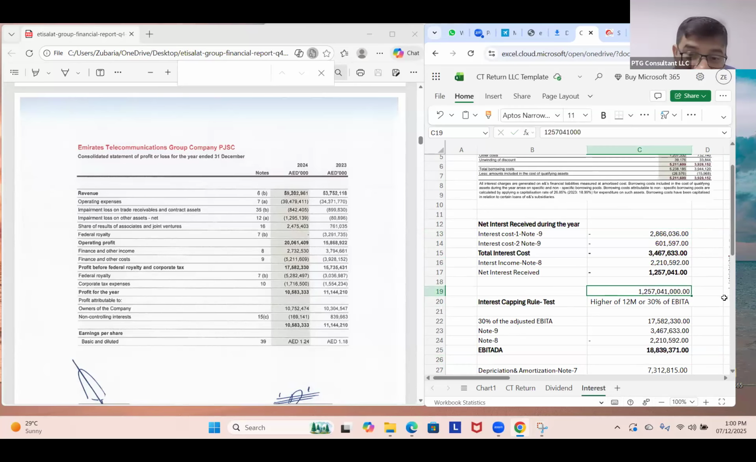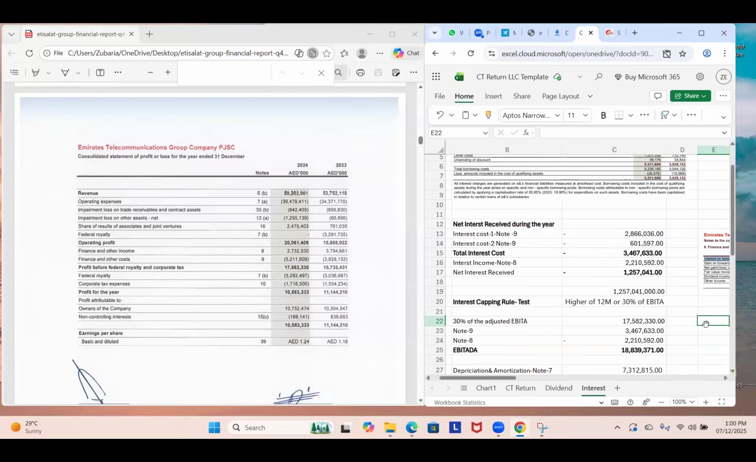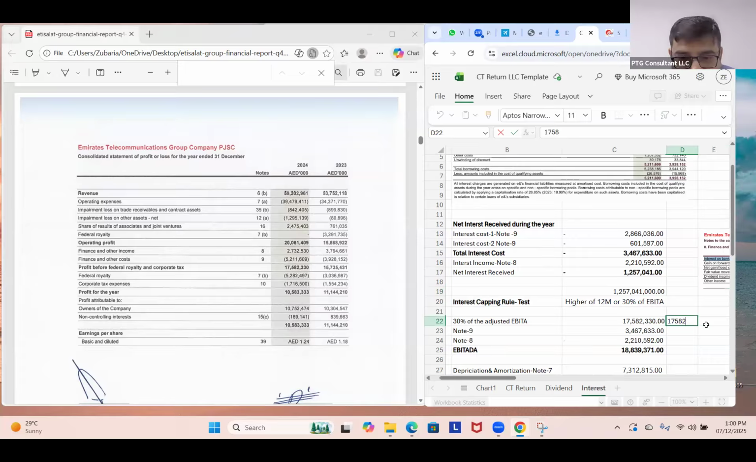Now we have to take this 30% of EBITDA. That will be allowed. So how much is the 30% of EBITDA? That figure may have increased now. So we have to recalculate the 30% of 17582 EBITDA. In the same parameters, I think now the EBITDA is important. 30% of the EBITDA is important.